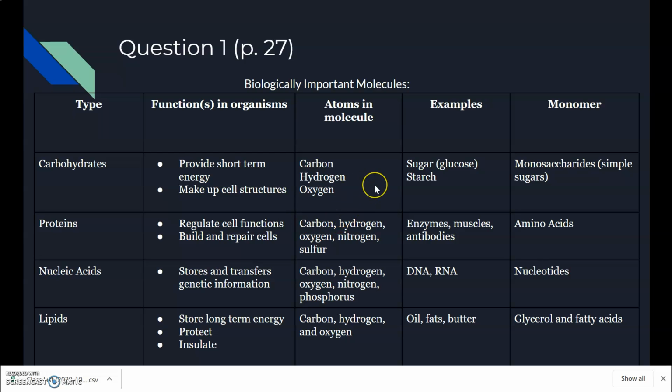This contains carbon, hydrogen, oxygen, nitrogen, and sulfur. Examples would be enzymes. These are things that just help us carry out everyday functions. Antibodies, which help us fight off infections. Your muscles.